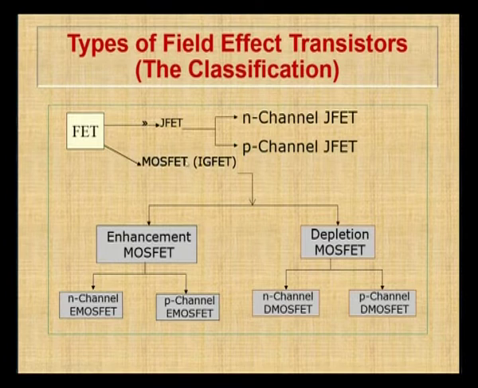The MOSFET is metal oxide semiconductor field effect transistor. It is also called isolated gate field effect transistor. This is again classified as enhancement MOSFET and depletion MOSFET. The enhancement MOSFET is classified as N channel E MOSFET and P channel E MOSFET. Again, the depletion MOSFET is classified as N channel D MOSFET and P channel D MOSFET. This is the classification of FET.